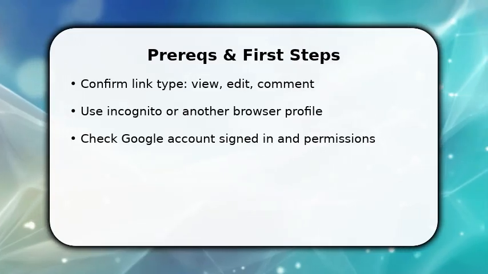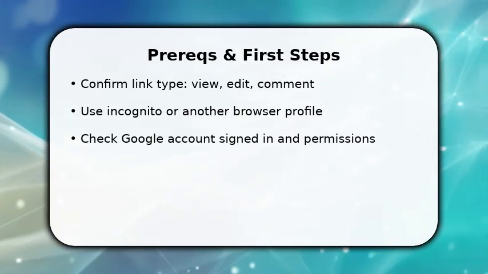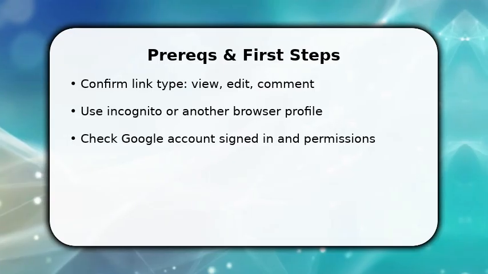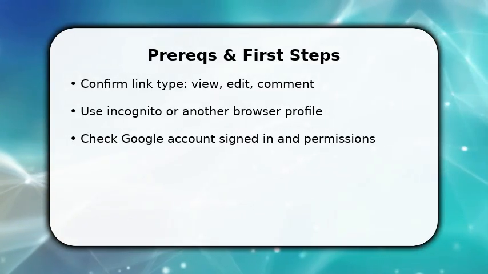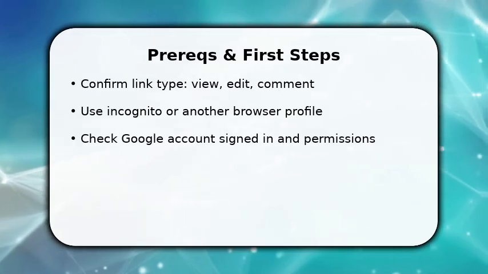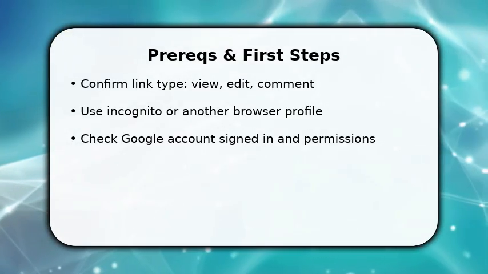You need to act now. Confirm whether the link is a view, edit, or comment link, because that determines permission rules. Sign out then back into the correct Google account and open an incognito window to avoid cached auth conflicts. Once done, paste the exact link into the incognito address bar so you get an unmodified request.